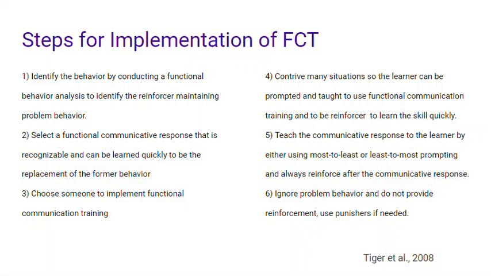You always want to provide that reinforcer after the child exhibits a communicative response. And then last, you want to ignore any of the problem behavior. This is also called extinction, and you do not want to provide reinforcement. If needed, you can use punishers if reinforcement has been ruled out or is not working.